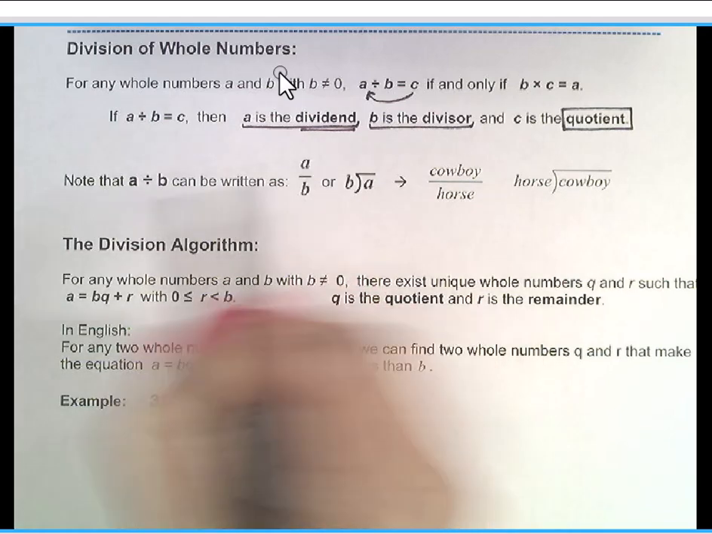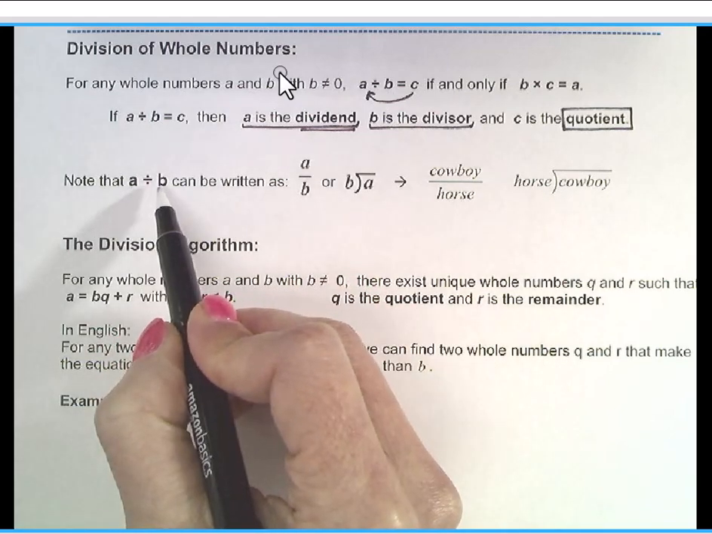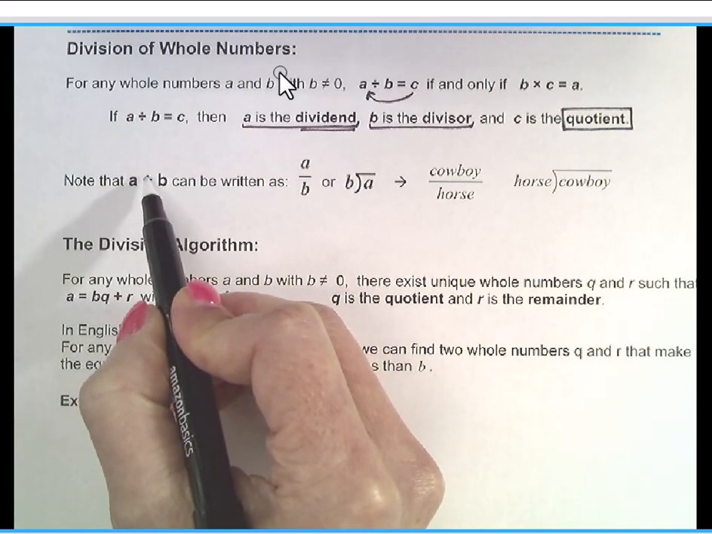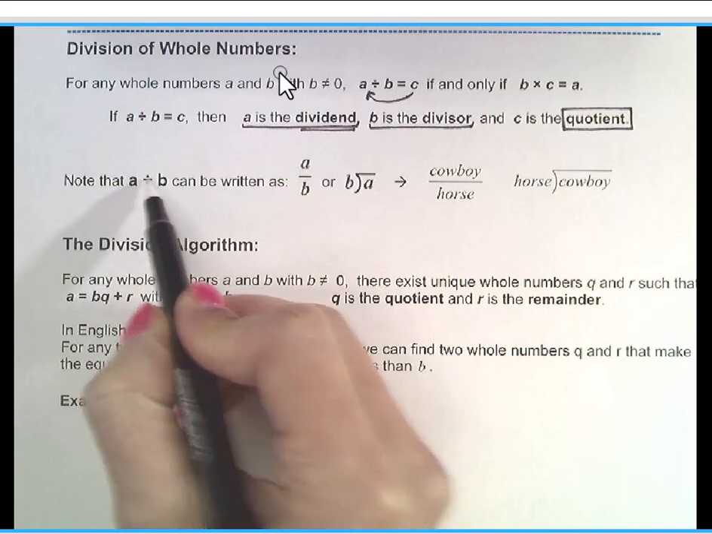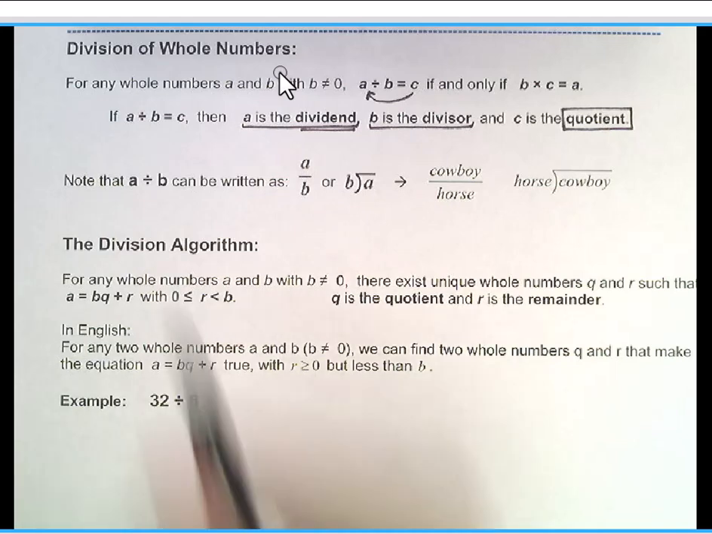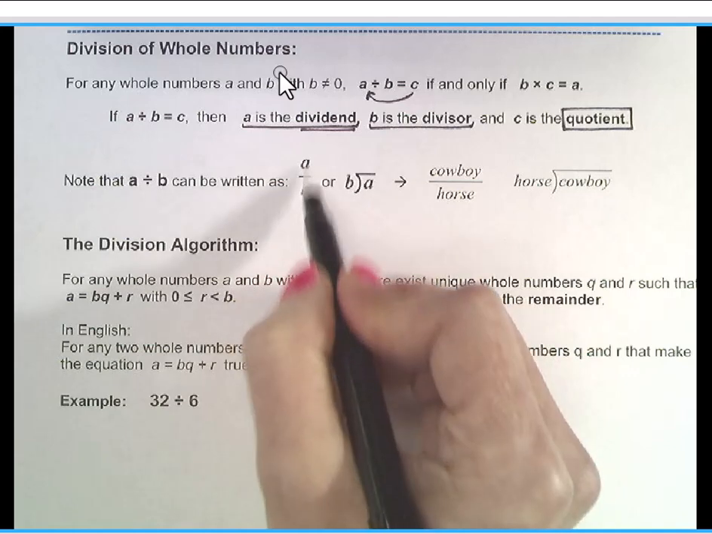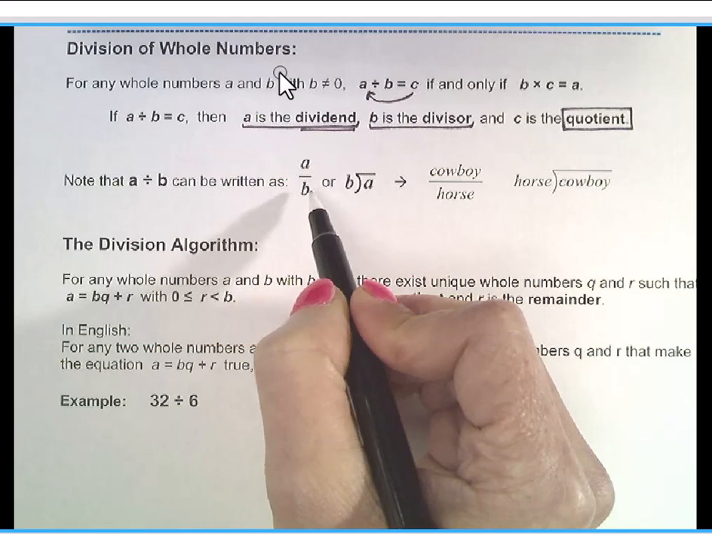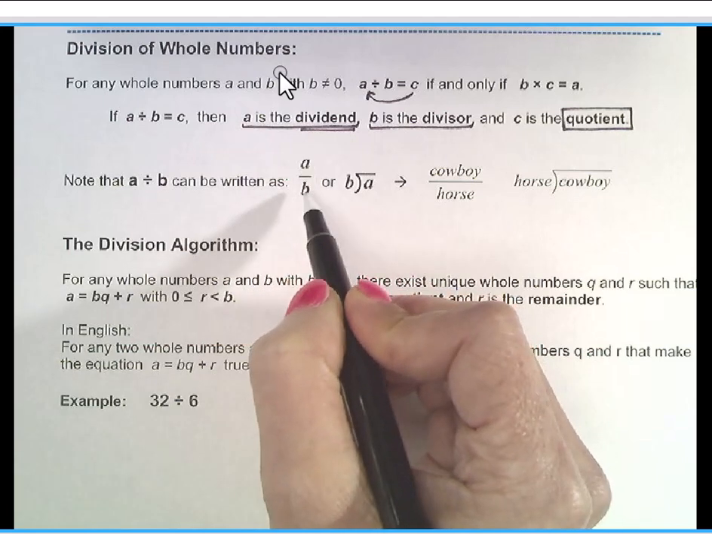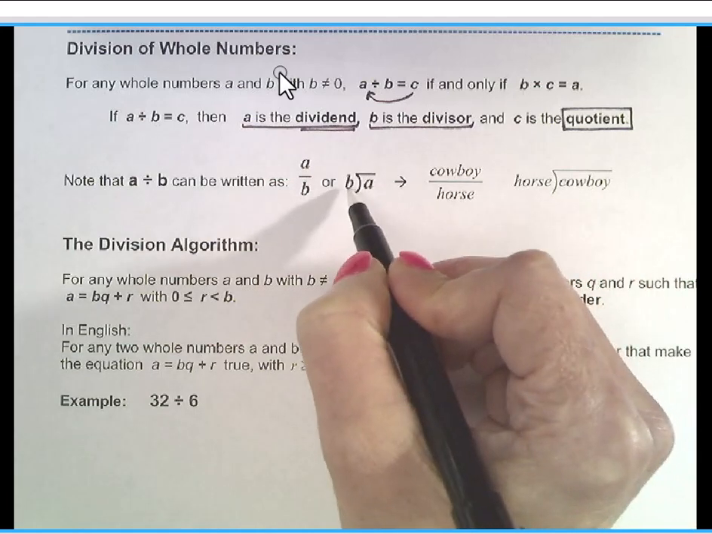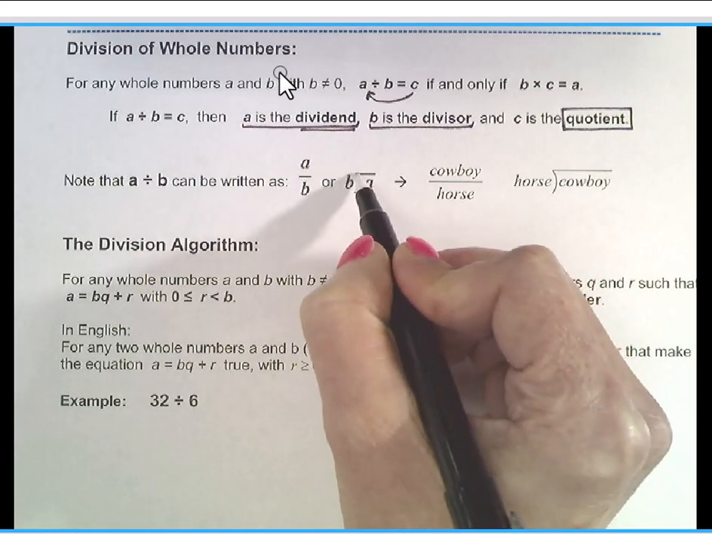So dividend, divisor. Now, we don't use the little division symbol with the dots above and below the minus sign for very long. It gets to a point where we really start writing these as fractions. So a divided by b can be written as a fraction, a over b, where a is your numerator and b is the denominator. Or we're going to do long division in this section, so b divided into a. This is how you would set up long division.